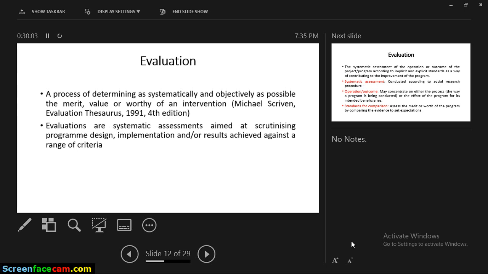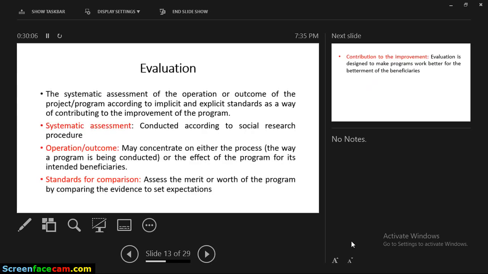But for me, the definition that I like most is this one, which talks about systematic assessment. She talked about analysis, and the only thing which has been added here is systematic. So we are going to dissect what this definition entails. Systematic assessment of the operation or outcome of the project or program according to implicit or explicit standards as a way of contributing to the improvement of the program.